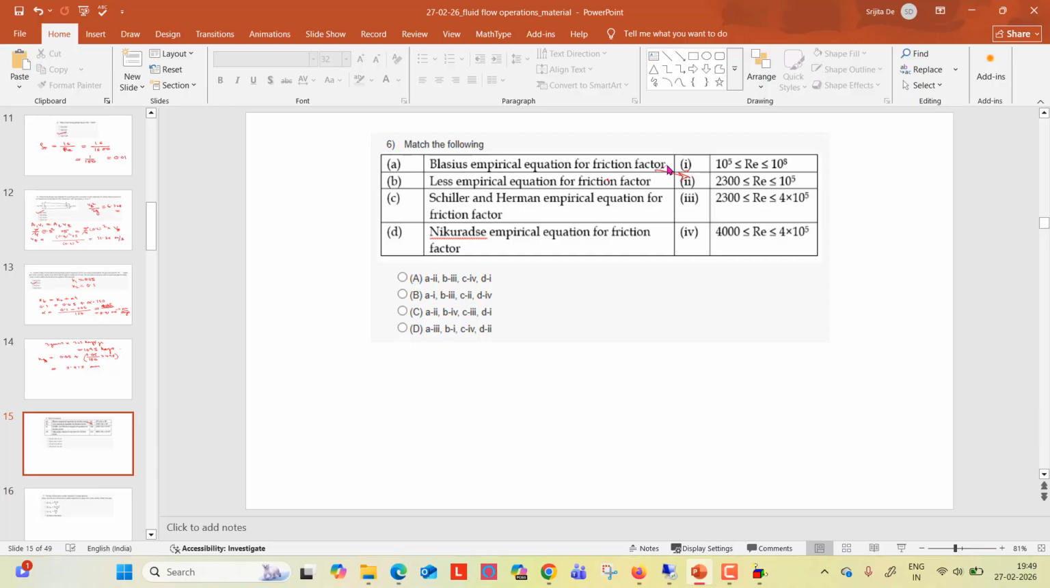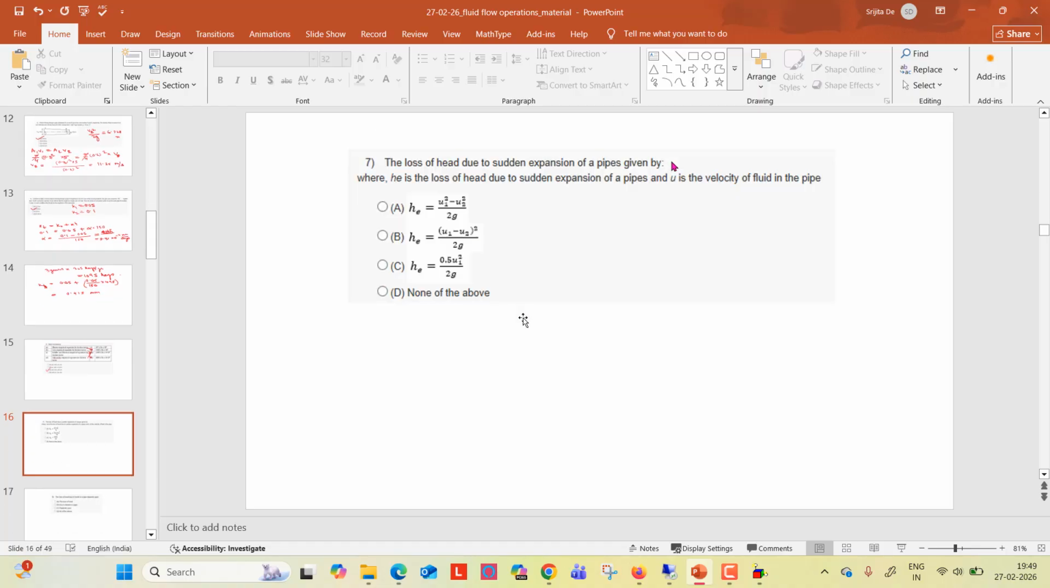The other empirical equation for friction factor varies from 4000 to 4 into 10 to the power 5. The Schiller and Harman equation varies from 2300 to 4 into 10 to the power 5, and Lippert's empirical equation varies from 10 to the power 5 to 10 to the power 8. So it is A2, B4, C3 and D1, option C. Okay. Next.